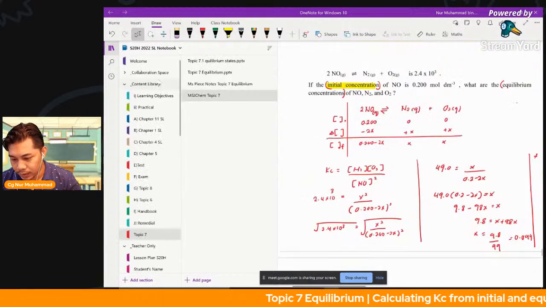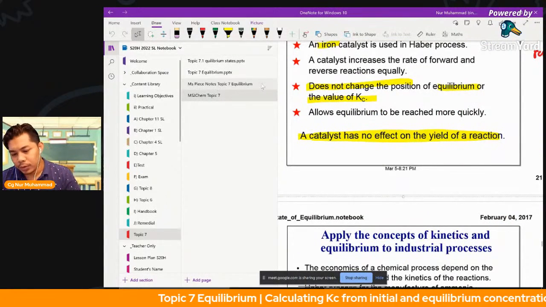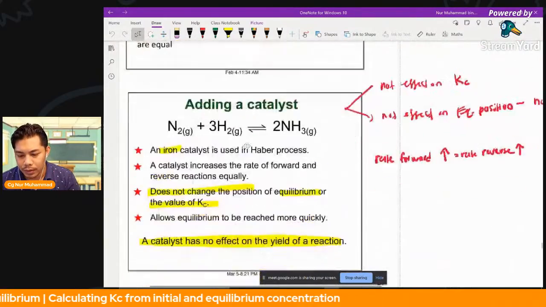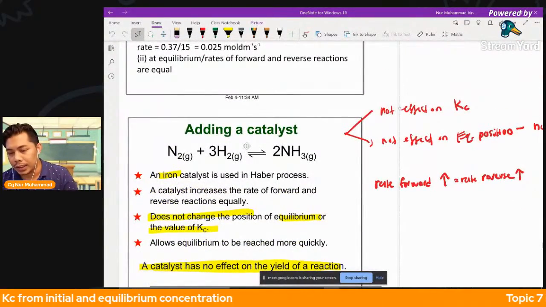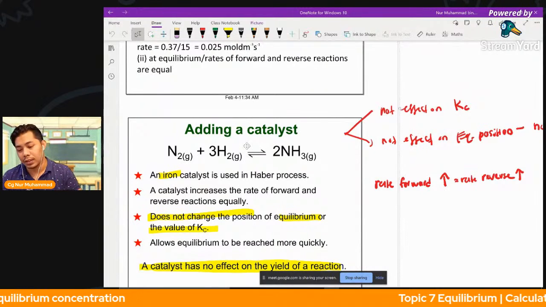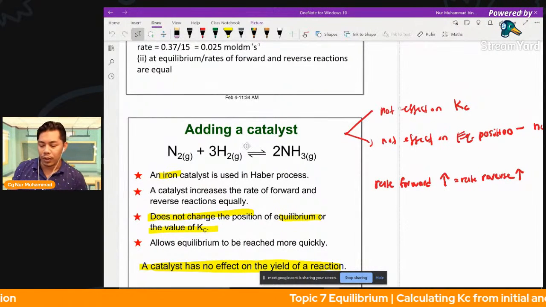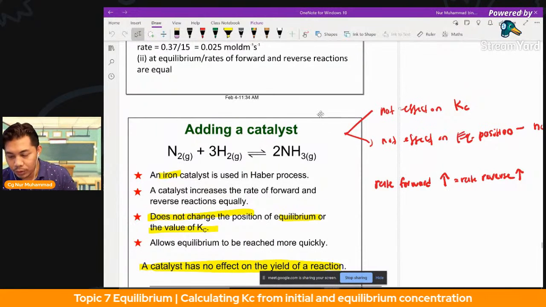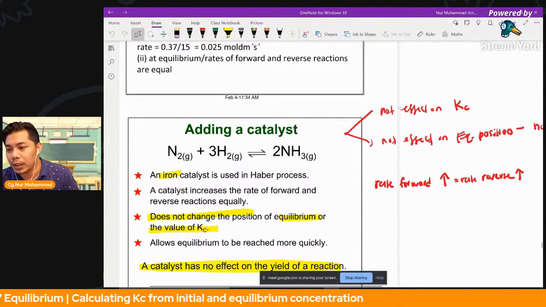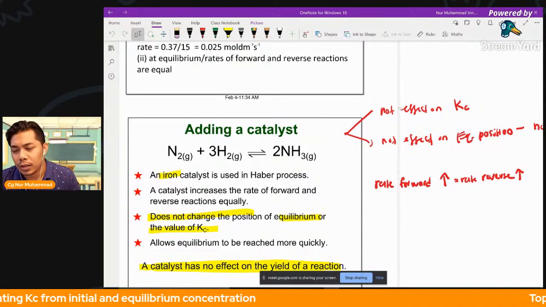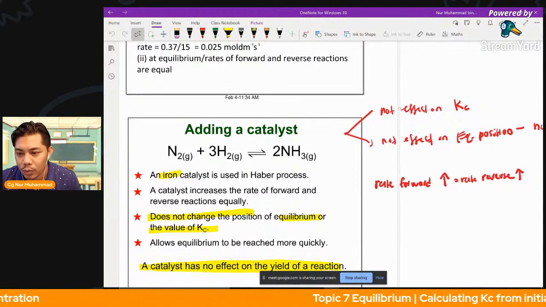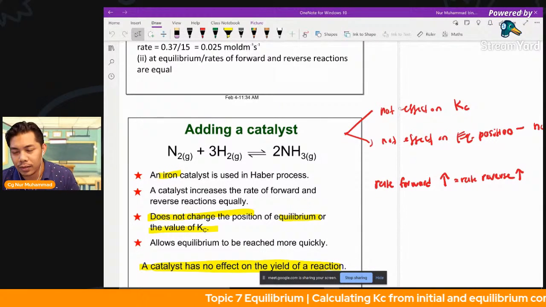Okay, class, from our previous class, kita sampai mana dah? Rasanya saya dah explain the Le Chatelier's principle, which is the factors that affect the equilibrium. Okay, so there are three factors that can affect equilibrium. Okay, Muiz, what are the factors? Apa dia?